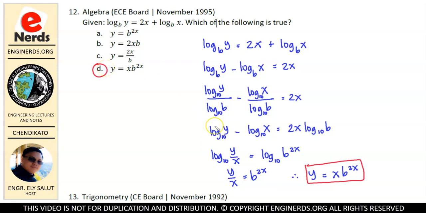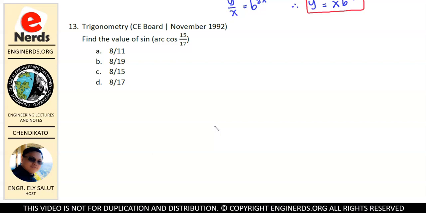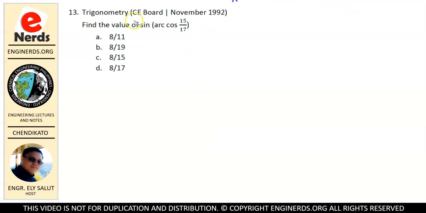Okay, so punta na tayo ngayon sa problem number 13, which is trigonometry, na lumabas sa CE board noong November 1992. Okay, so we need to find the value of sine of arc cosine 15 over 17. Okay, so we have to take note that arc cosine is the inverse of cosine. Okay, so let's name yung hinahanap nating value nito. Let's name that as x.